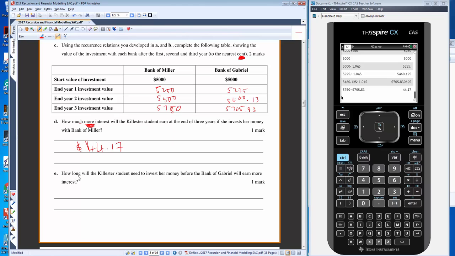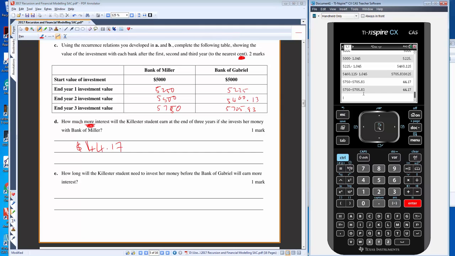Alright, how long will a student need to invest her money before the Bank of Gabriel will earn more interest? Now a common answer was 4 on this one. The correct answer is 6, but a common answer was 4. Because a lot of people thought they just did one more increment of the Bank of Gabriel's. So what you did was hit enter one more time on this recurrence relation.